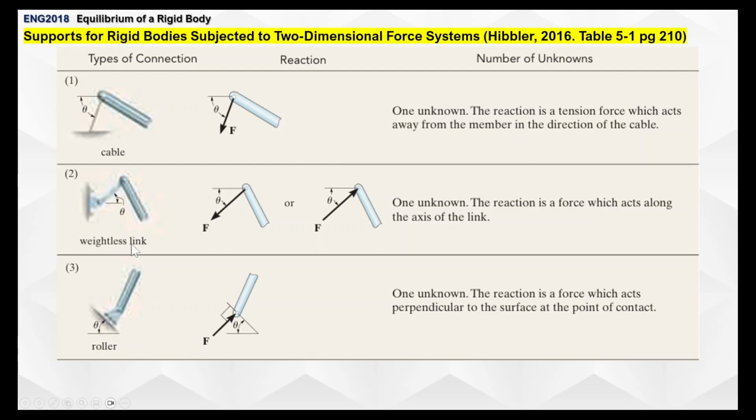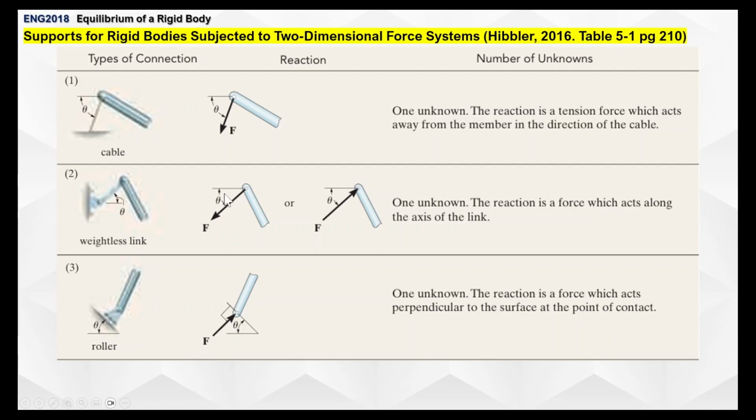Then here is a weightless link. So again, it's the same thing. The action is, if it's a weightless link, so it's not exactly a cable. If it's being pulled, meaning there's a reaction of tension here. If it's being pushed, there's a reaction of compression here. So one unknown, the reaction is a force which acts along the axis of the link.